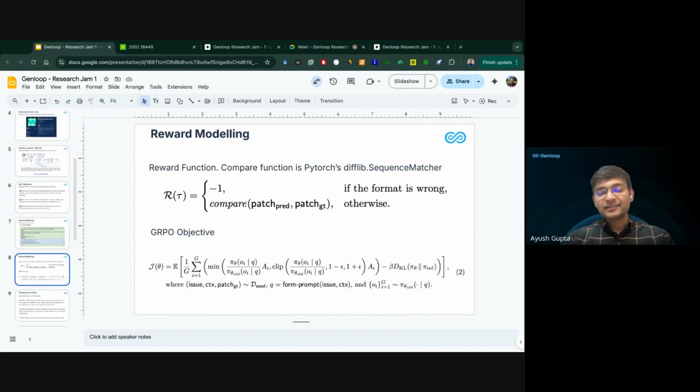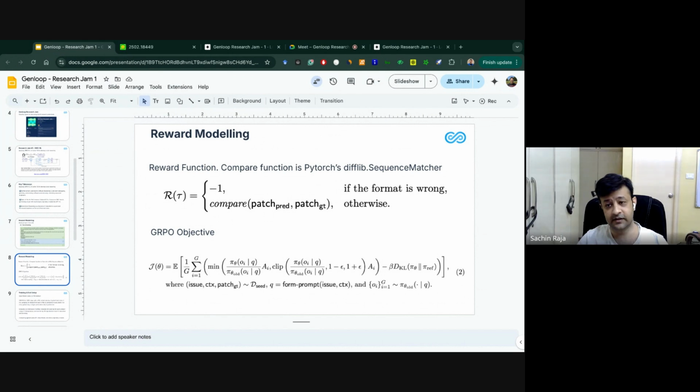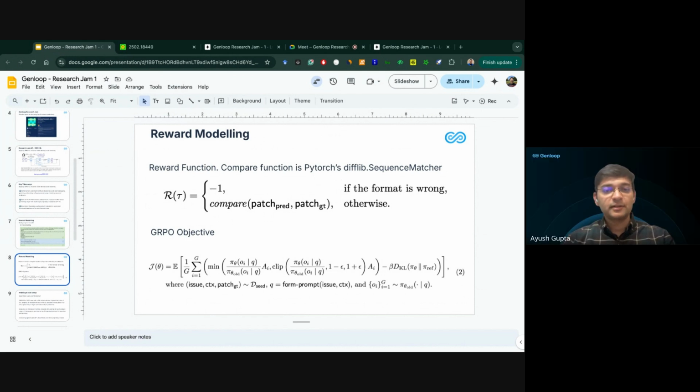Right. Yeah, so thanks, Sachin. Actually, one interesting point of discussion here is what could have been a better reward function. Of course, we discussed that the comparison between the predicted patch and the ground truth patch is a sequence match, and that is definitely not optimal for the problem because, as we were discussing, one code could be written in a different way but have the exact same semantics and the exact same O(1) space and time complexity. So, what could have been a better reward function here?